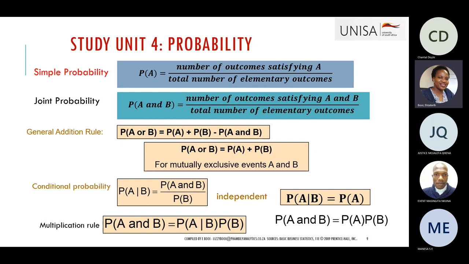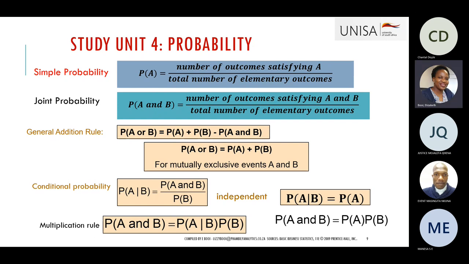And if they tell you that events A and B are independent, therefore, the probability of A given B will be the same as the probability of A, because B is independent from A. Even whether B has already happened before, it has no effect on what is going to happen on A. Hence, the probability of A given B will be the same as the probability of A, because event A and event B are independent.